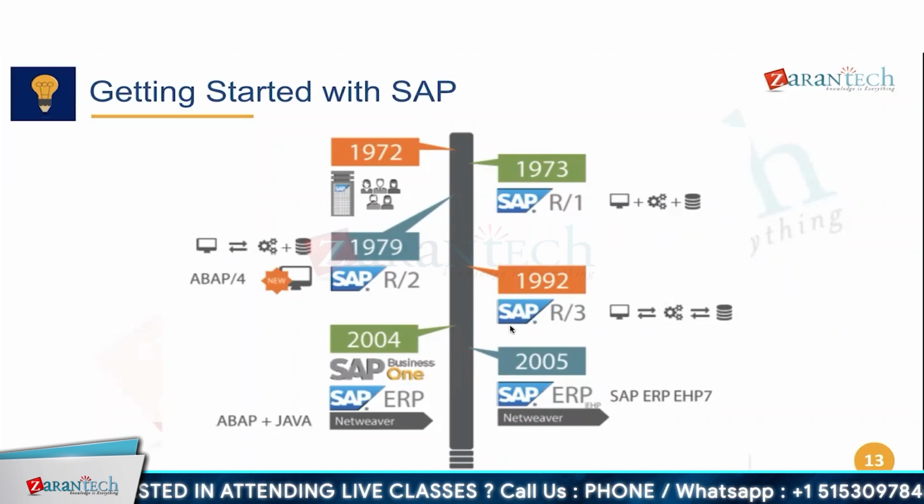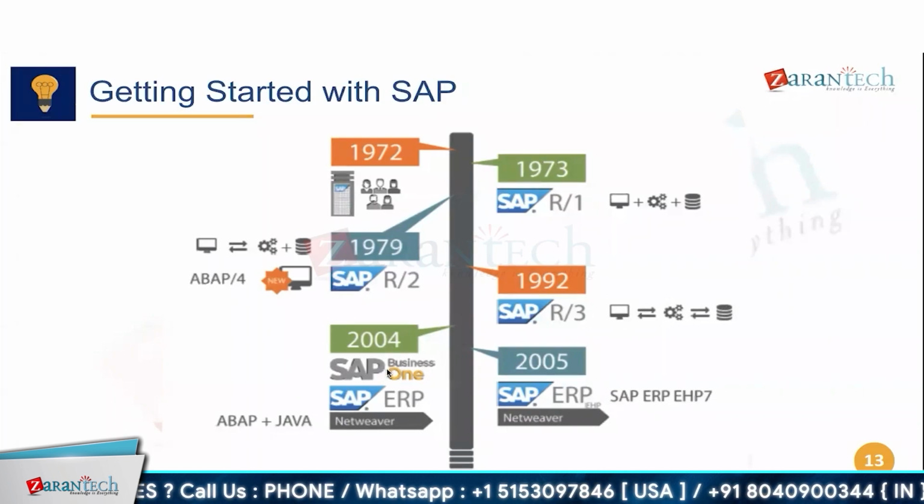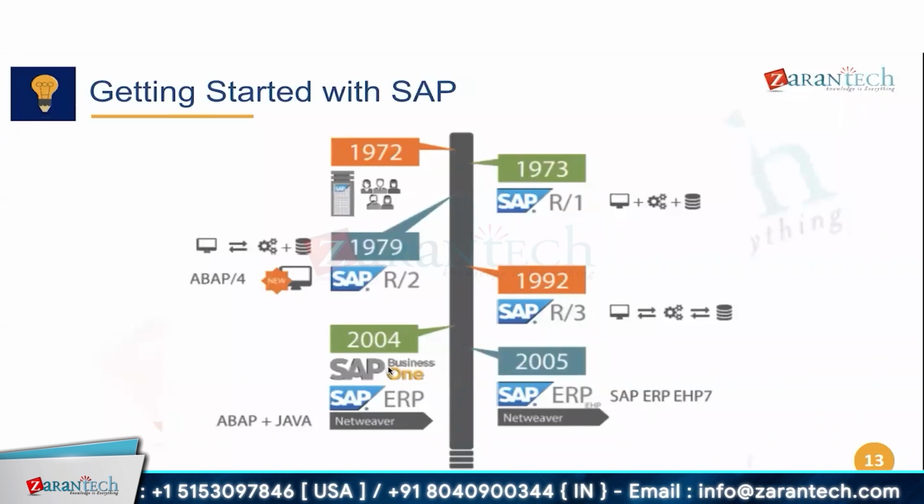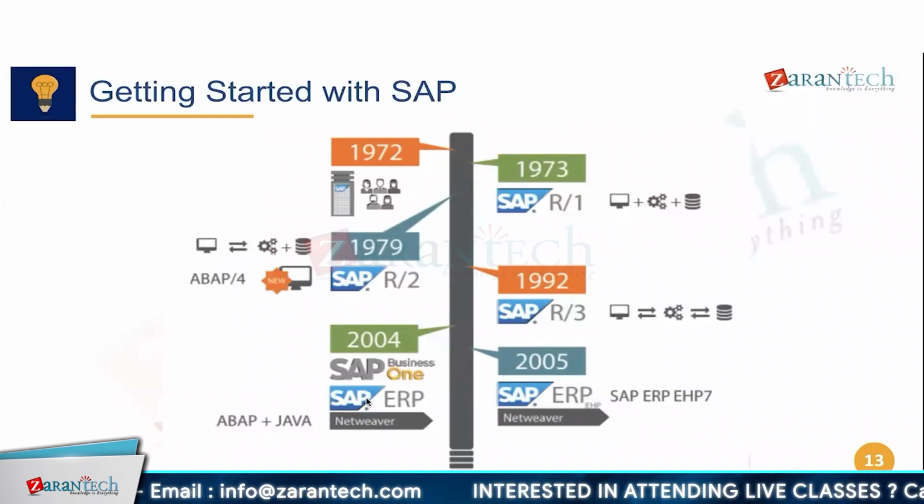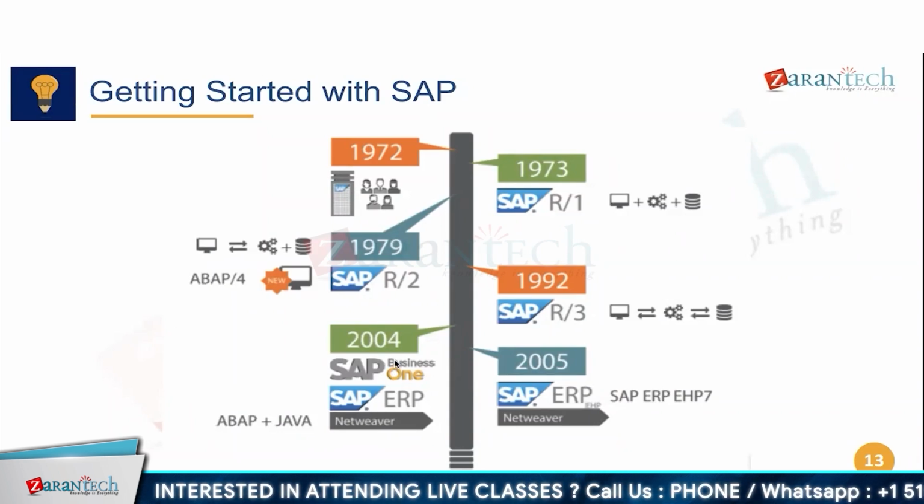Then in 2004 they came up with SAP Business One, which is an ERP only, but for small-scale industries. Again, I will explain SAP's portfolio later. They also introduced SAP ERP and NetWeaver around then. 2004 was the game changer for SAP.